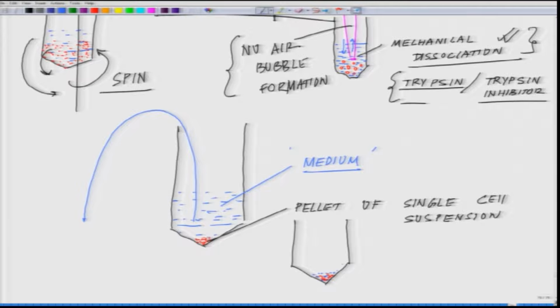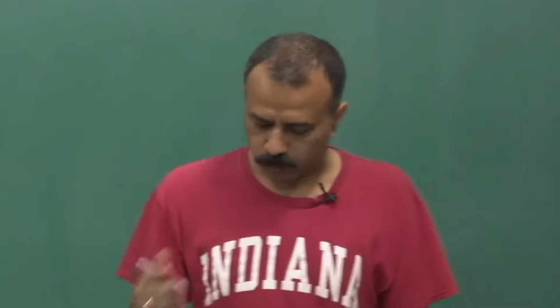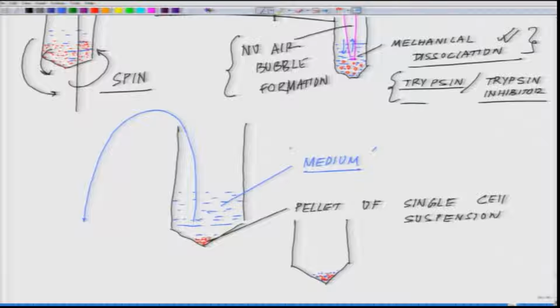I will not say there will not be some chunks. You can get rid of the chunks, there is an easier way to do that. One shortcut is that at this stage you keep some medium and drop it in a sterile dish. The big chunks will settle down at the bottom. Just keep it for 4-5 minutes, that is good enough, and you can aspirate the single cells back.